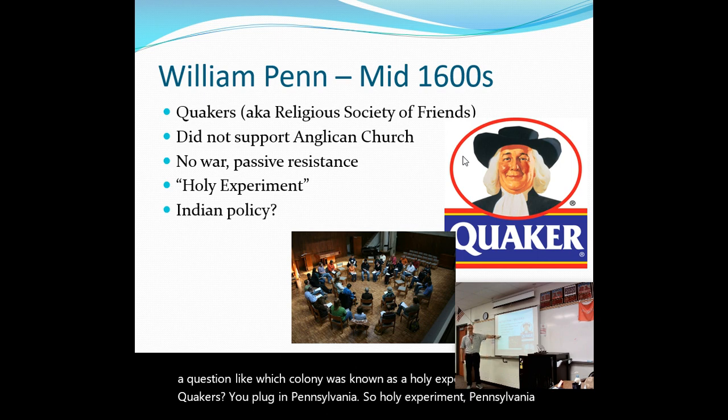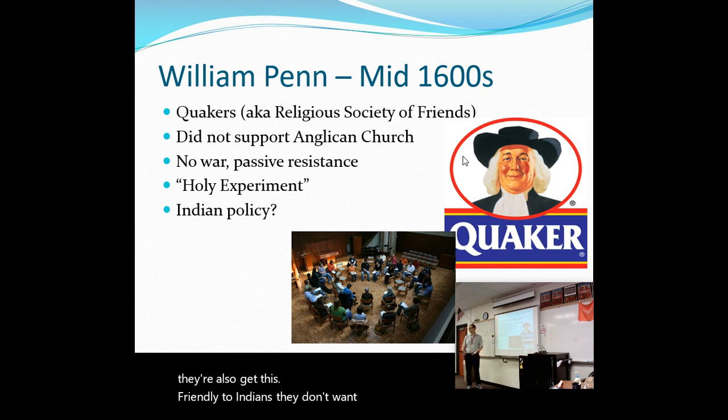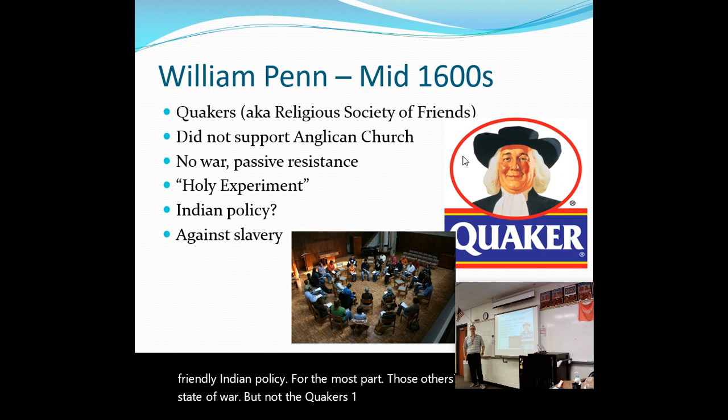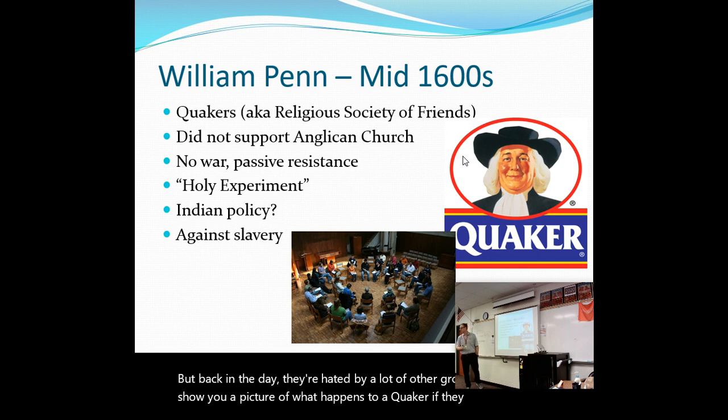They're also, get this, friendly to Indians. They don't want war. They believe in fair treatment. They coexist. And they're one of the few that will actually have a friendly Indian policy. For the most part, with the others, it's a constant state of war, but not the Quakers. One more side note, they're the first to be against slavery. Wow, interesting. On the right side of a lot of history here, yes? But back in the day, they're hated by a lot of other groups. I've got to show you a picture of what happens to a Quaker if they venture into Massachusetts, but do you need any clarifying detail on the Quakers?